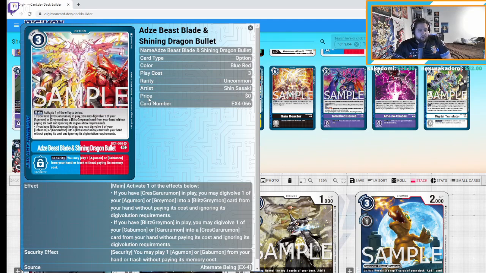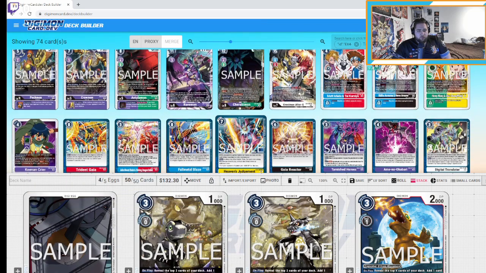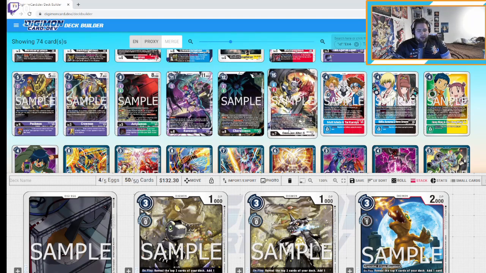You have as well the Shining Dragon Bolt. If you have Crest Greymon in play, you may devolve one of your Agumon or Greymon into Blitz Greymon from your hand before playing it, ignoring the growth requirements. This is okay, but you need to have your stack on board and you just want to DNA devolve. That is not really what we want, and we have nothing else as support.